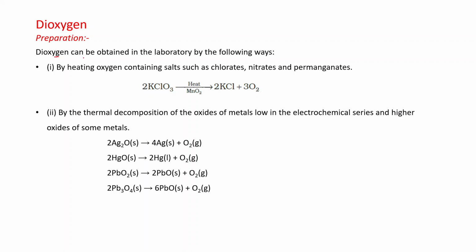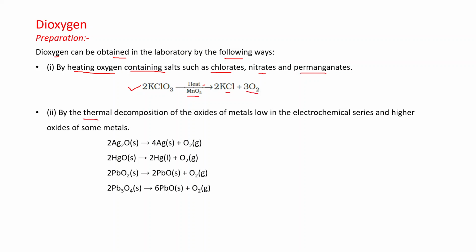Dioxygen, meaning O2, can be obtained in the laboratory by the following ways. First method is by heating oxygen containing salts such as chlorates, nitrates and permanganates. See one example, this is potassium chlorate. When heated in the presence of manganese dioxide as a catalyst, it will give KCl and dioxygen.